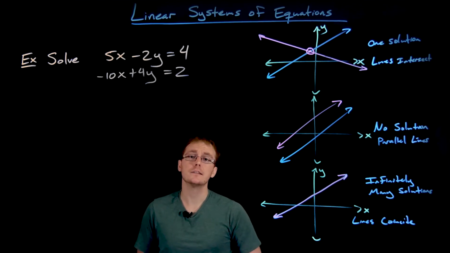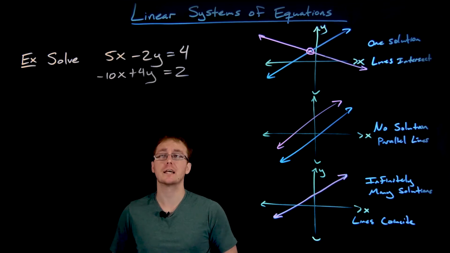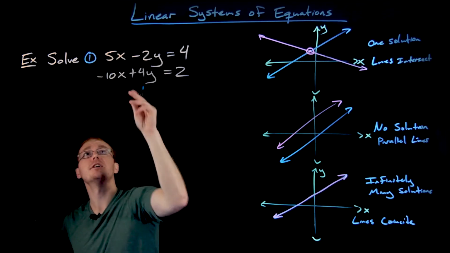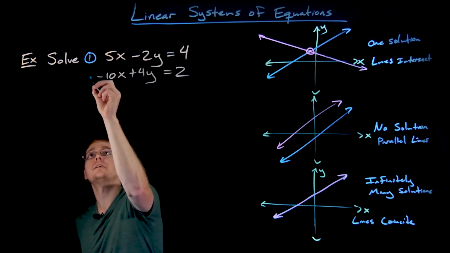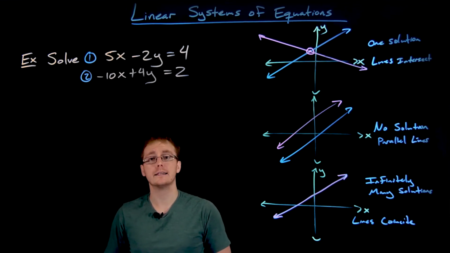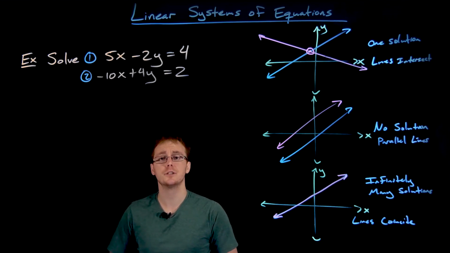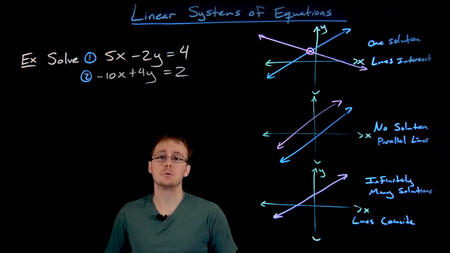Hello everyone, welcome back. In this example, we're looking at another 2x2 system of linear equations that we want to work together to solve. The first equation in our system is 5x minus 2y is equal to 4, and our second equation is negative 10x plus 4y is equal to 2. We're going to attempt to solve this system algebraically using either our substitution or our elimination techniques. And we have to decide which technique we want to use.